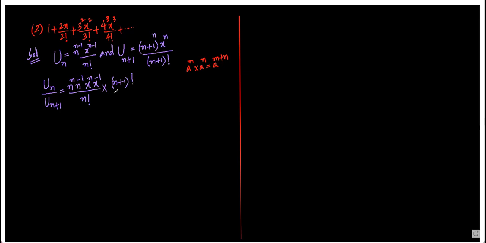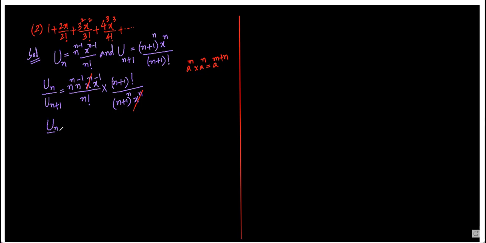(n+1)! by (n+1)^n here, n^n here, and x^n here. Let me first tell you how many terms are cancelled. First of all, I want to cancel x^n. These two terms only I want to cancel. Later on, we'll see what is the next term which is going to be cancelled.